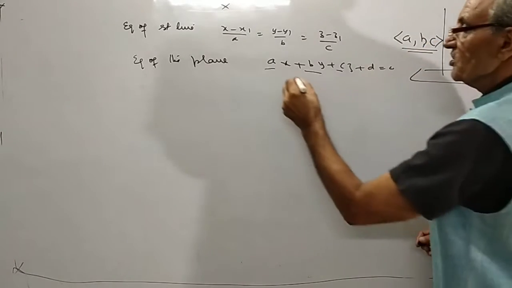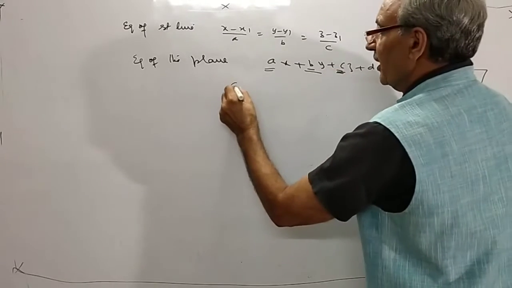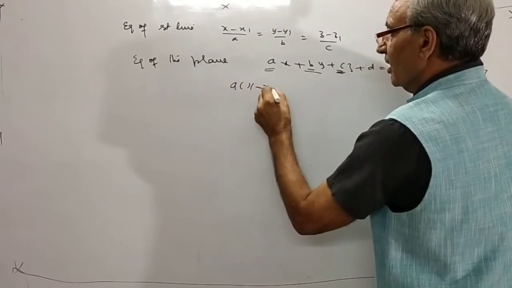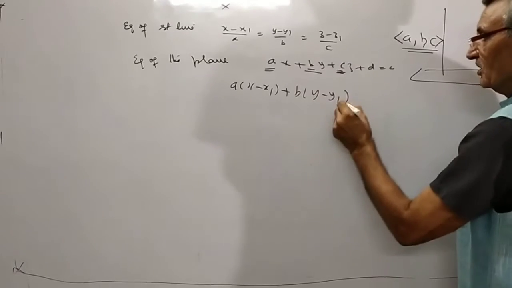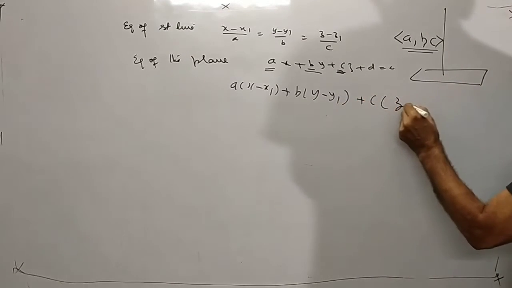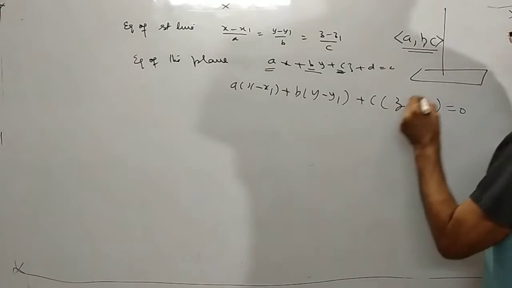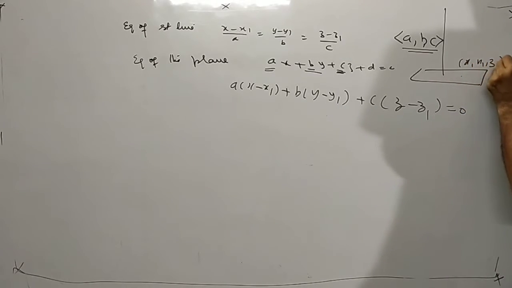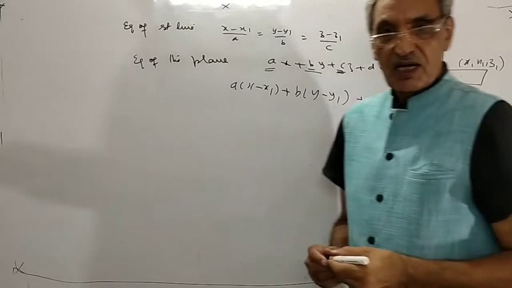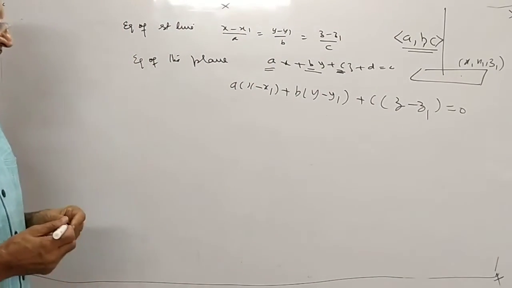Remember, the coefficients of x, y, z. If you remember, A into x minus x1 plus B into y minus y1 plus C into z minus z1, we derived this equation. This is the equation of the plane which passes through the point x1, y1, z1, and the direction ratio of the normal is ABC. So this is the equation of the plane.